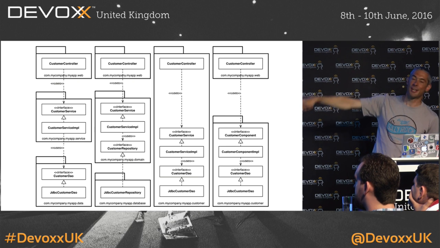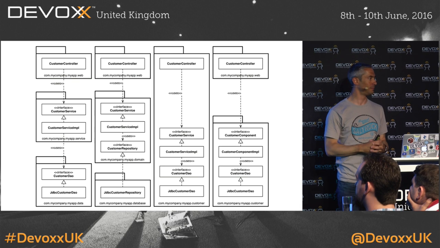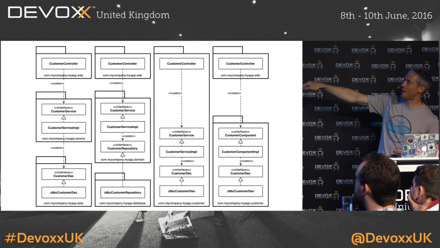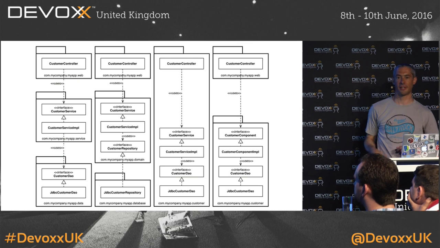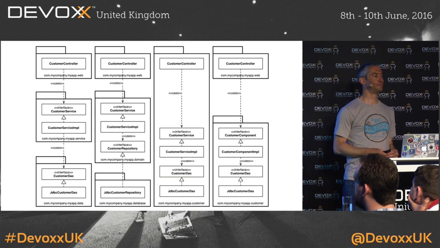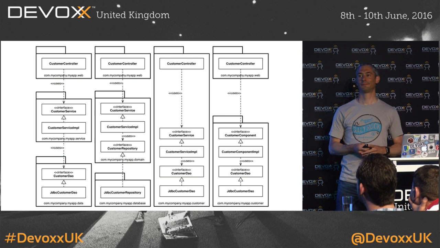This one here is a package by feature approach. So here we have a customer package with all of the classes inside it. And this is what I do. So I keep my UI separate from my components. So this is my customer component with a bunch of stuff inside it. They all look different, don't they? And they can be different.